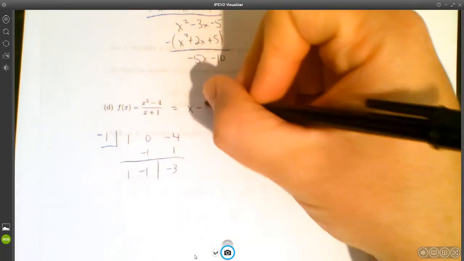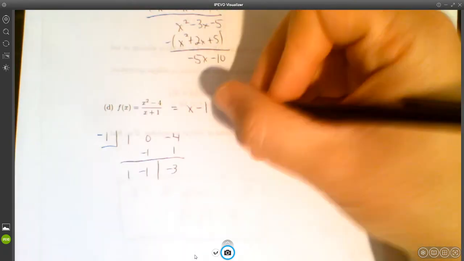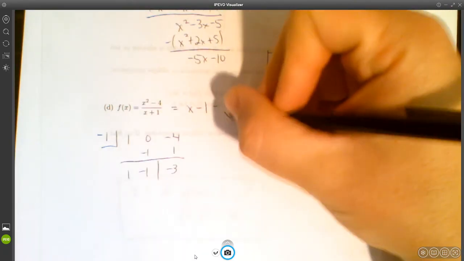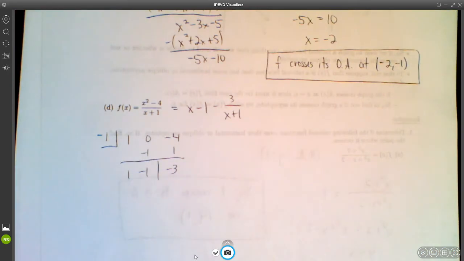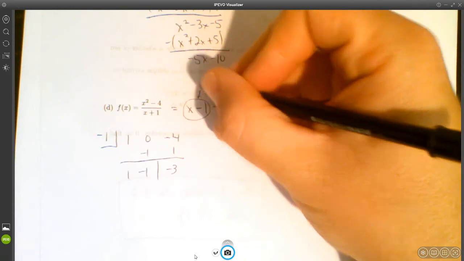Wow, why am I having such a hard time? It's x minus 1 minus 3 over x plus 1. Man, that was way more difficult than it needed to be for me. I must be tired or something. Anyway, there we go. So there's our oblique asymptote, right? x minus 1 is our oblique asymptote.